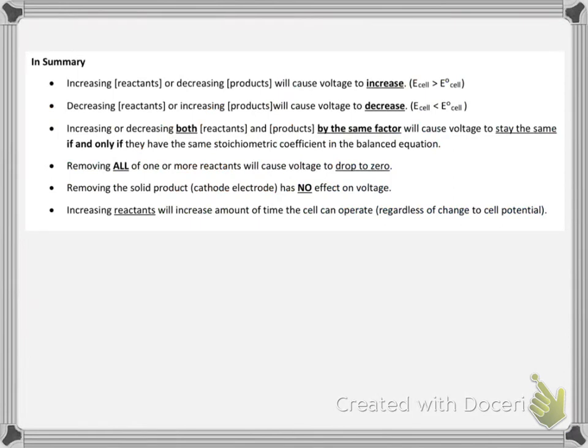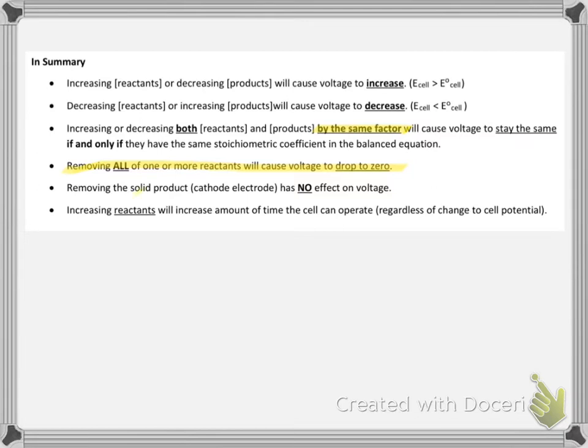Okay, so let's summarize. Basically, if you have anything that moves your system away from equilibrium, voltage will go up. But if you move closer to equilibrium, voltage will go down. The sneaky part is recognizing that if you're increasing or decreasing things by the same factor, and they have the same exponent, then your voltage will stay the same, but it can change the amount of time the cell can operate. One important thing to note is that if you take away all of one or more of the reactants, your voltage goes to 0 because you don't have any reactions, so you don't have a current.